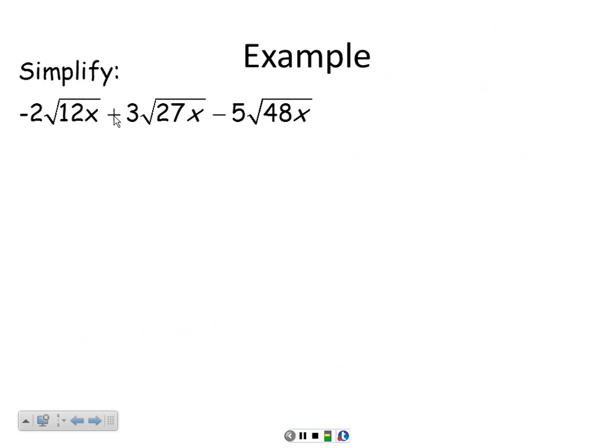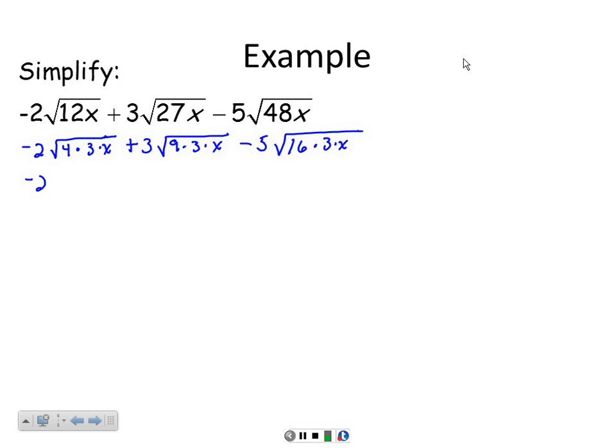So what if we do addition and subtraction with radicals that have variables in them? Same thing. We're going to simplify our radicals where we can. So square root of 12x is going to break down into 4 times 3 times x. Square root of 27x is going to break down into 9 times 3 times x. And 48 has a couple of perfect squares, but we want the biggest one. So that's going to be 16, so we're going to have 16 times 3 times x.